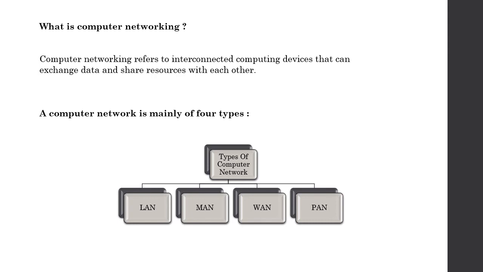And then moving on to the next network, the wide area network. This network is also quite a bit bigger than the other networks. It is widely used in the fields of business, government, and education. So those are the types of computer network.